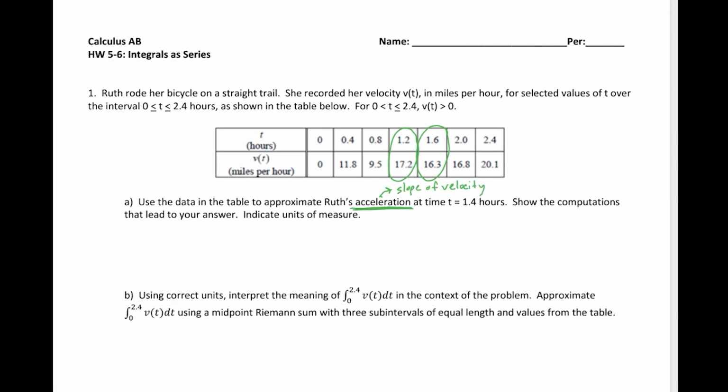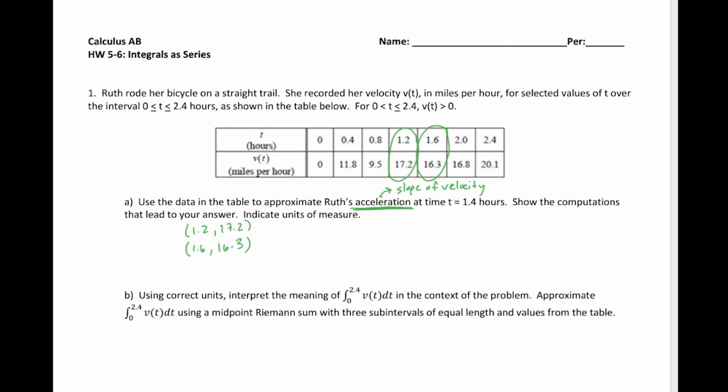And so all this is really asking us to do is to find the slope between these two data points, 1.2, 17.2 and 1.6, 16.3. If we find the slope between those two points, that will be a good approximation of the acceleration for any time between 1.2 and 1.6.